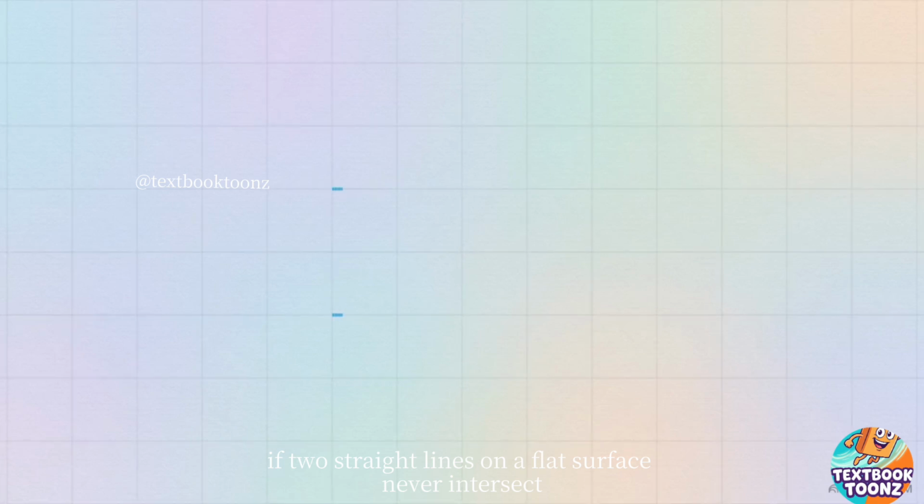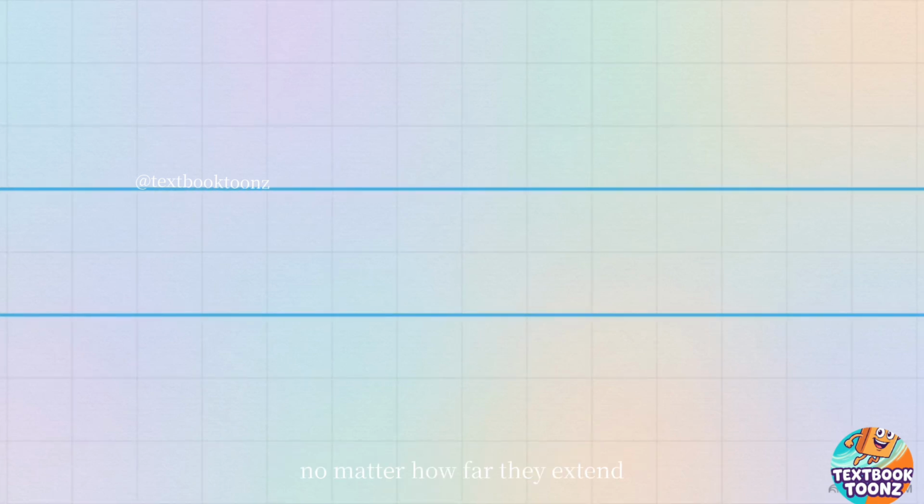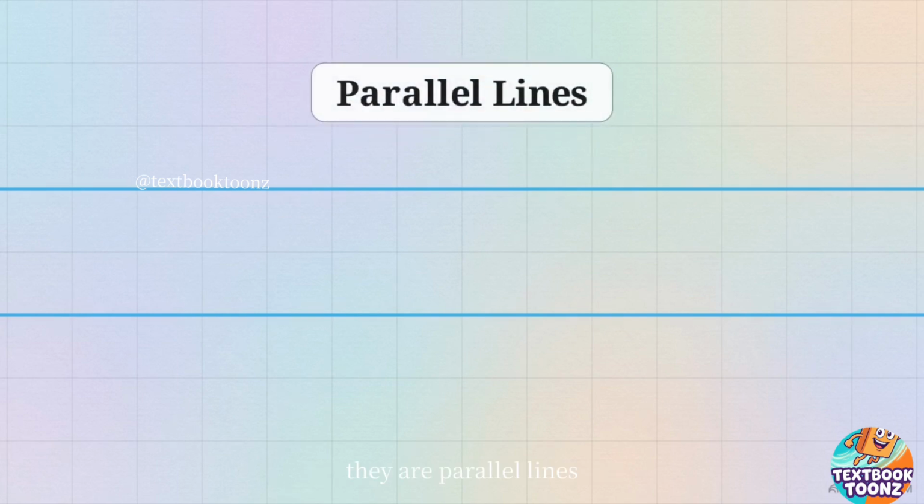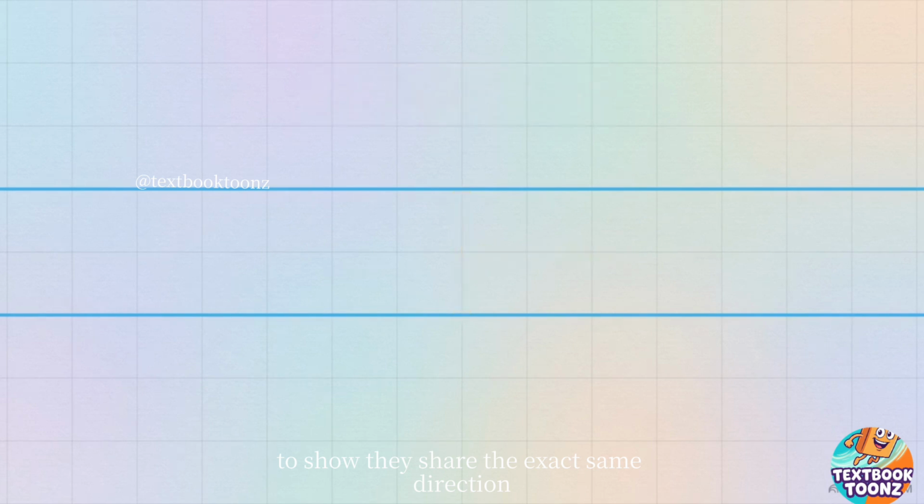If two straight lines on a flat surface never intersect, no matter how far they extend, they are parallel lines, staying side by side at a fixed distance forever. To show they share the exact same direction on a diagram, we stamp them with matching arrow symbols.